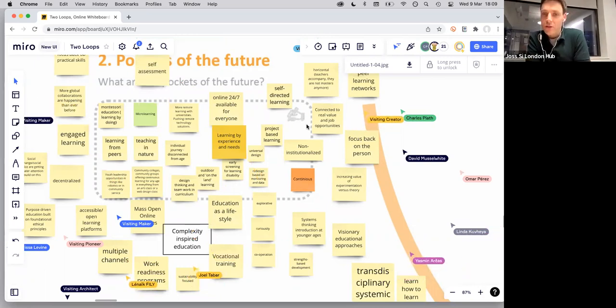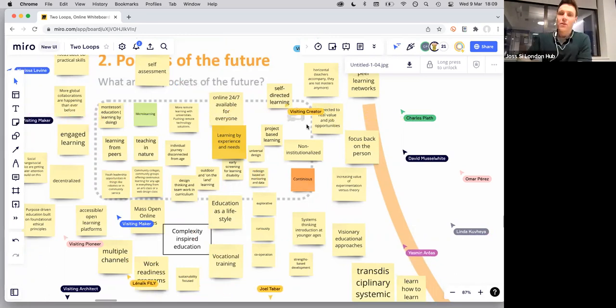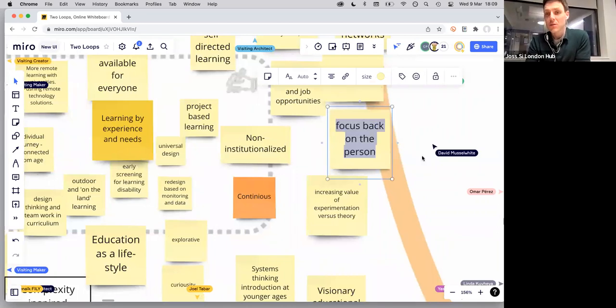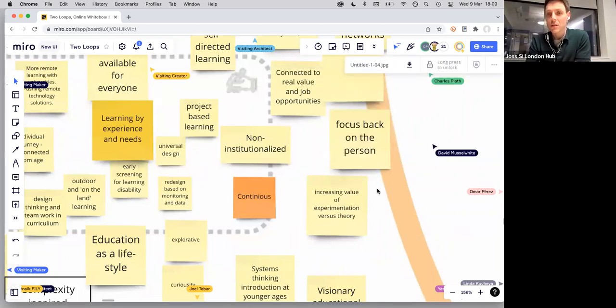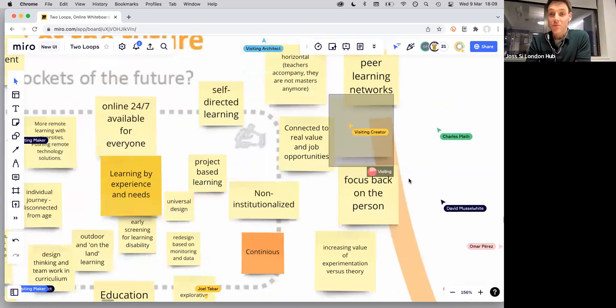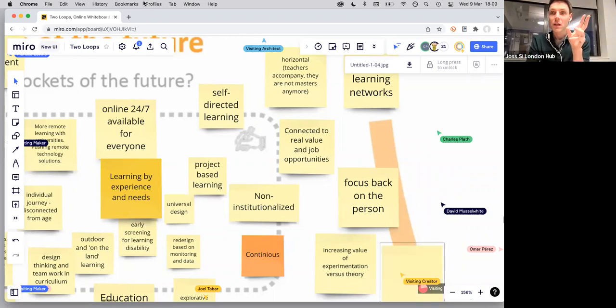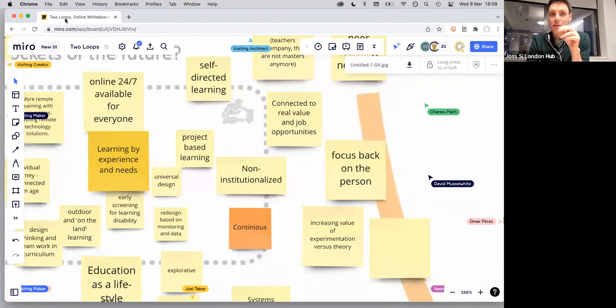Okay, universal design, connected to real value and job opportunities. Focus back on the person. Yeah, I mean, thinking about the individual and their development, maybe that's what you're getting at here, instead of just the curriculum, really. That's a lot of what our educational system is about, this standardized body of knowledge that experts create, and then we're supposed to learn it. And that's the whole criteria.